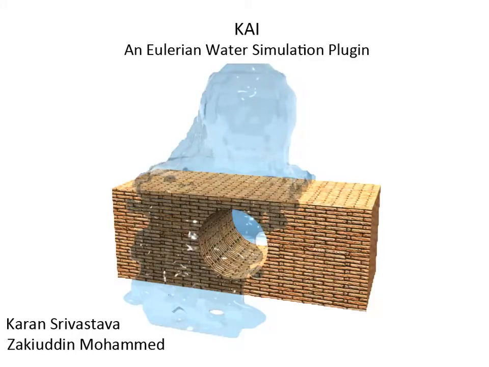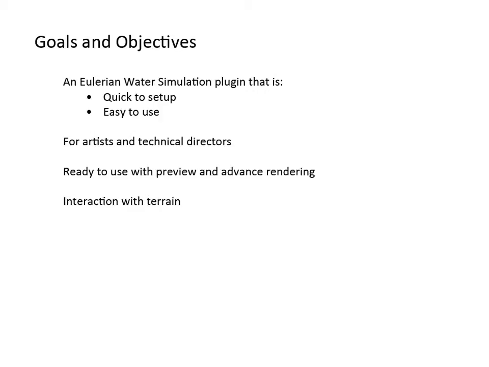We present Kai, an Eulerian water simulation plugin for Maya 2012, a project by Zakiuddin Muhammad and I, Karan Srivastav. The goal of this project was to develop a Maya water simulation plugin that is quick to set up and easy to use. Our target audience includes artists and technical directors.